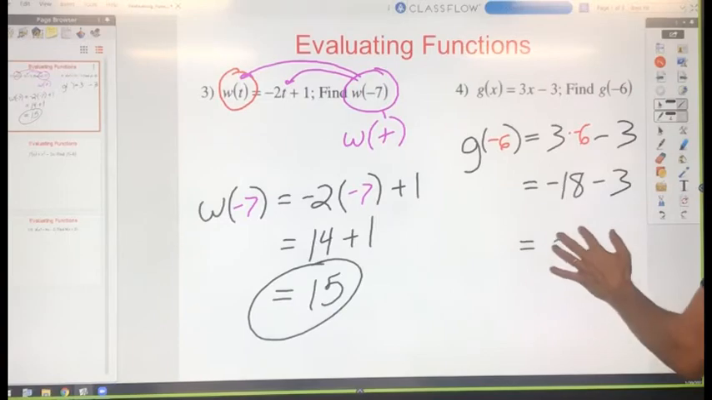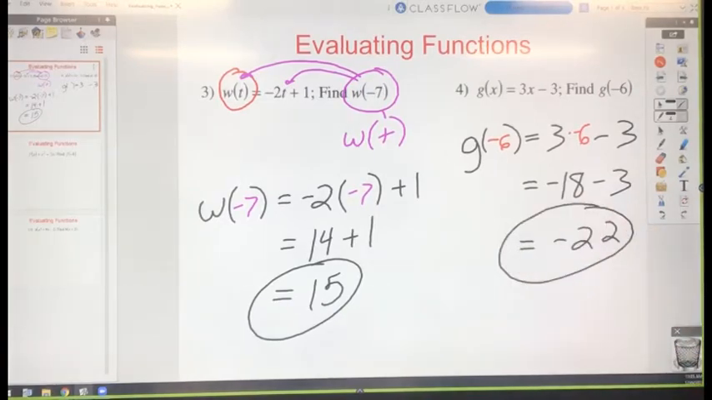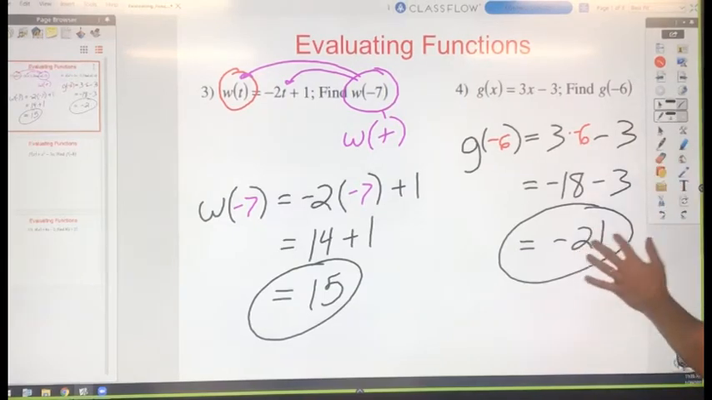And you should have gotten a -22. Oh, my math is so wrong. That's 21. 18, no? You're right, it is 21. I was about to say my math is wrong. And you should have gotten -21.